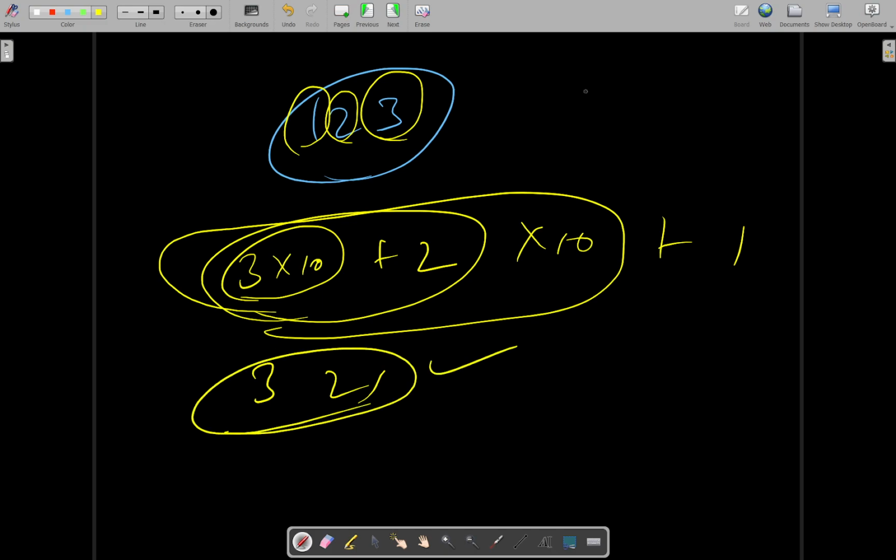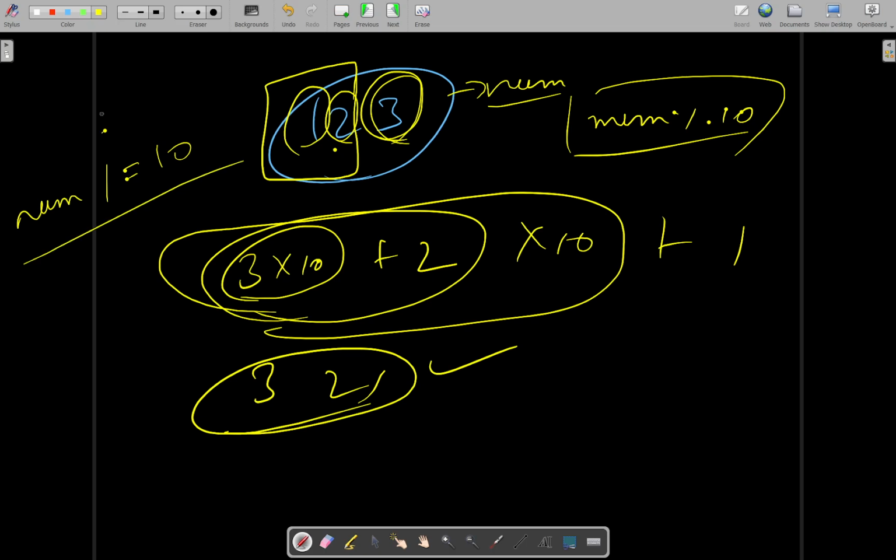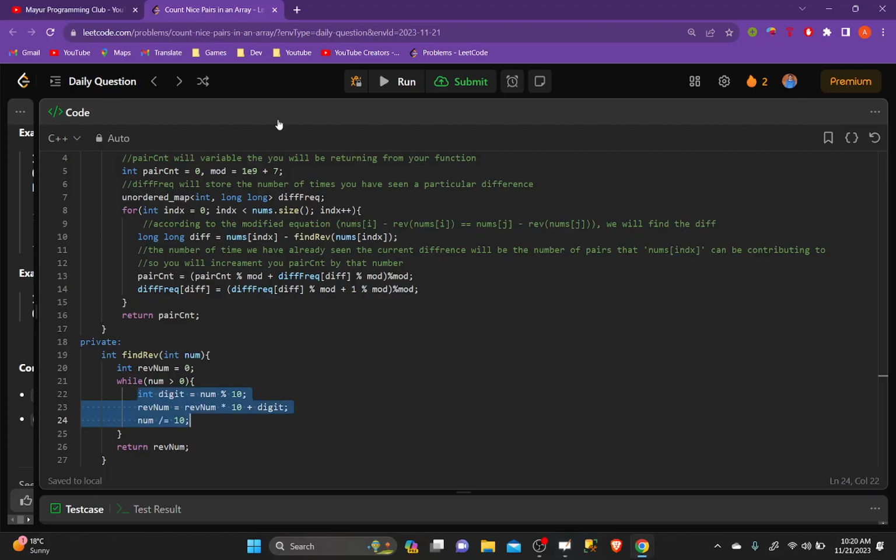And how you are picking? Let's call this num. So you are just doing num modulo 10. It will give you the last digit. Okay, and how you are reducing the number? You are just dividing it by 10. So if you divide this by 10, you will be getting 12 in the quotient. So this is how this thing works.